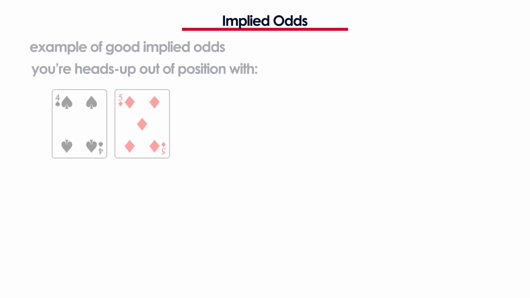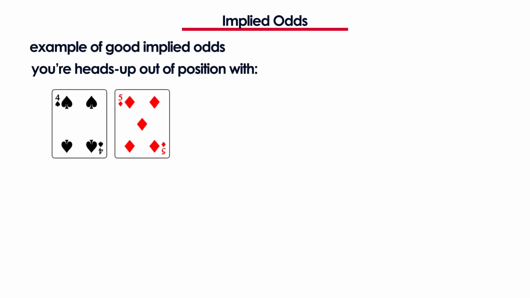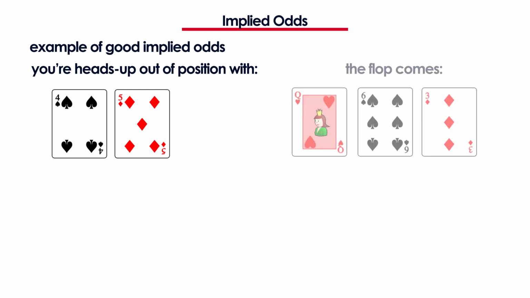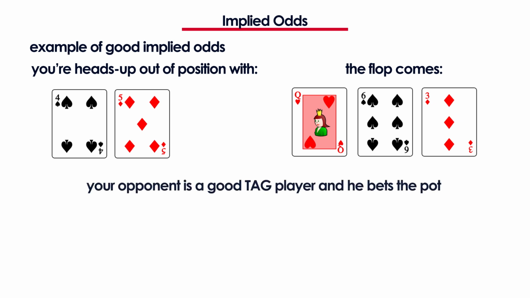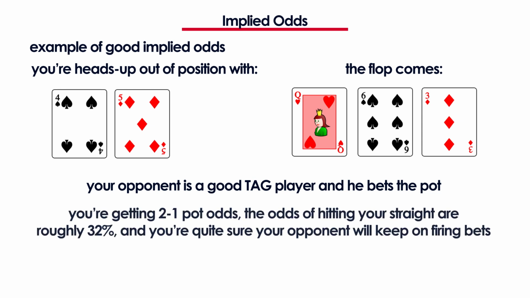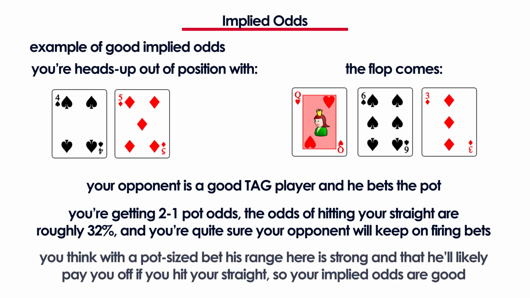Let's see an example of that. You're heads up, out of position with 4-5 and the flop comes Queen 6 trey. Your opponent is a tight player and he bets the pot. You're getting 2-to-1 odds, so based on pot odds only, you shouldn't call. But you know that your opponent is a tight player and his range is very strong here with a pot-sized bet. So you deduce your implied odds are good and you call, hoping that if you catch your straight, he's gonna pay you for it.